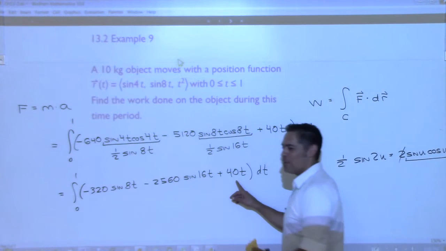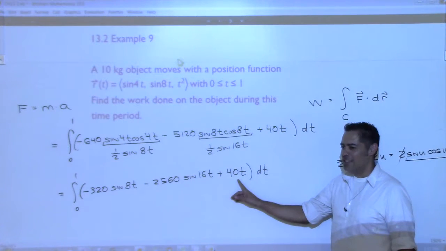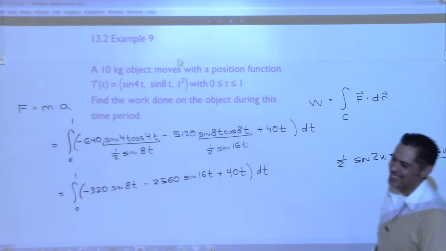Milton, do you want me to do anything with the 40t? Change it to maybe like a pi t or something? I'm just messing with you, Milton. Come on.